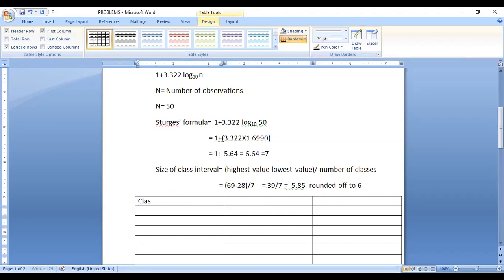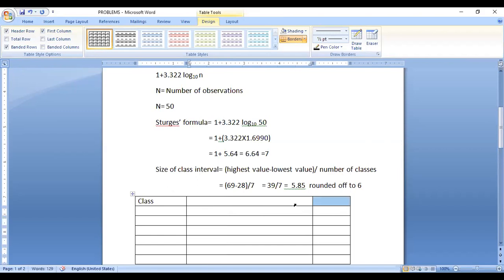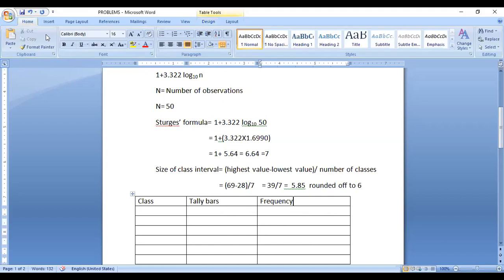So class, then tally bars, then frequency. So it will be like this. We have to start with the lowest value, which is 28. So we have to start with 28.